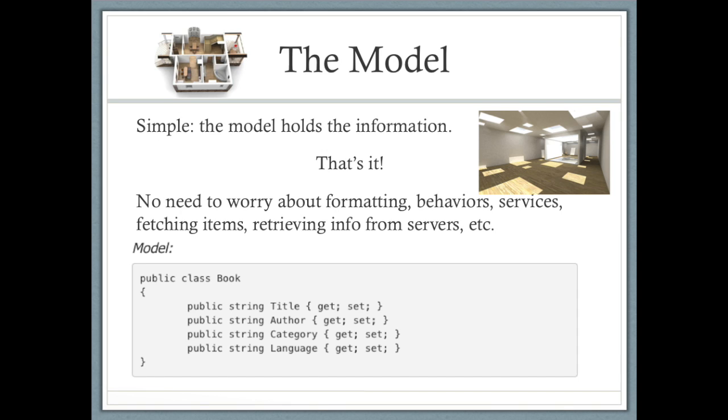First of all, the model. The model represents the actual data and information that we're dealing with. It holds the information, but not the behaviors or services that manipulate this. It is not responsible for formatting text to look pretty on the screen or fetching a list of items from our remote server. In this small example, at the bottom of the screen, we can see that for the class book, our model has only 4 fields, and those 4 fields have only setters and getters. That's it, just a container for the information.